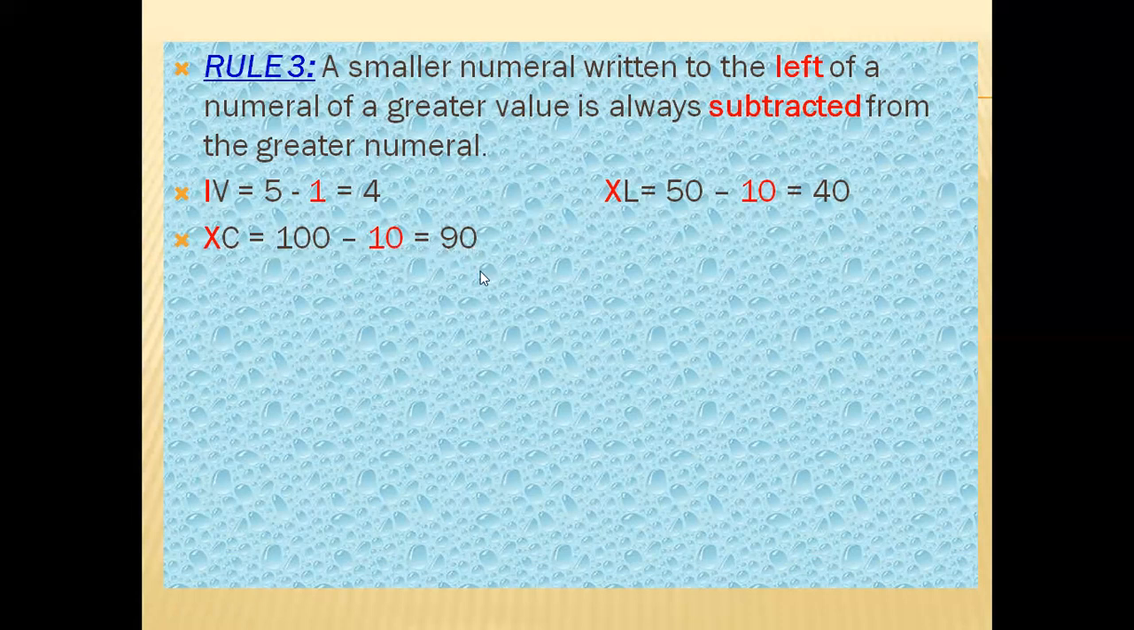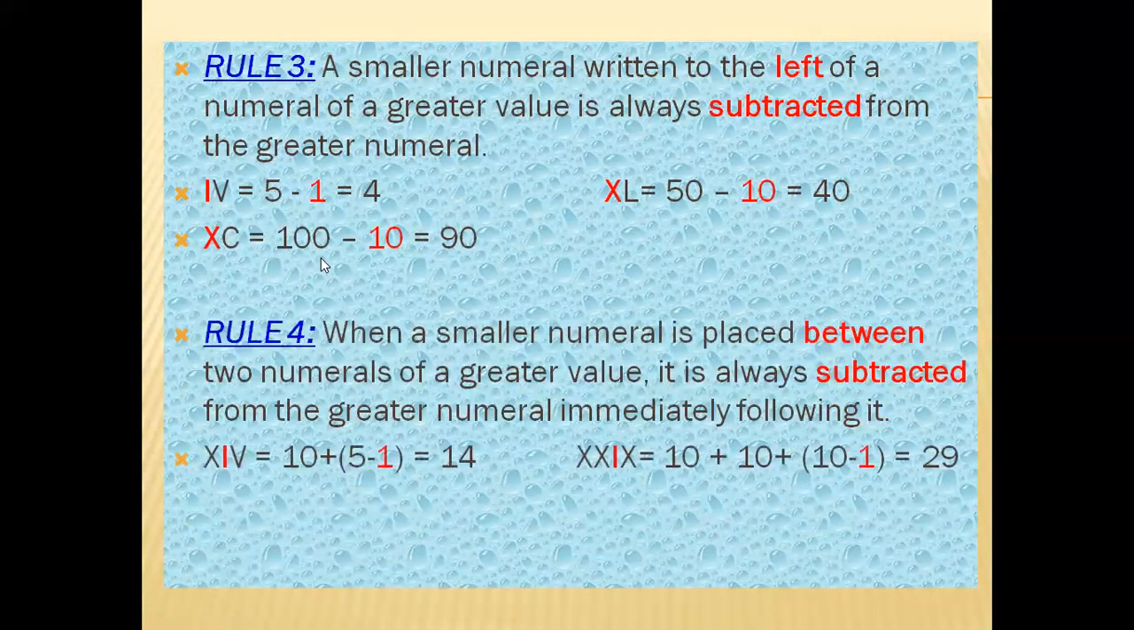This is about rule 3. If we write a smaller numeral to the left of a greater numeral, it means subtraction. If we write the smaller numeral to the right of a greater numeral, it means addition. Okay, then about rule 4.